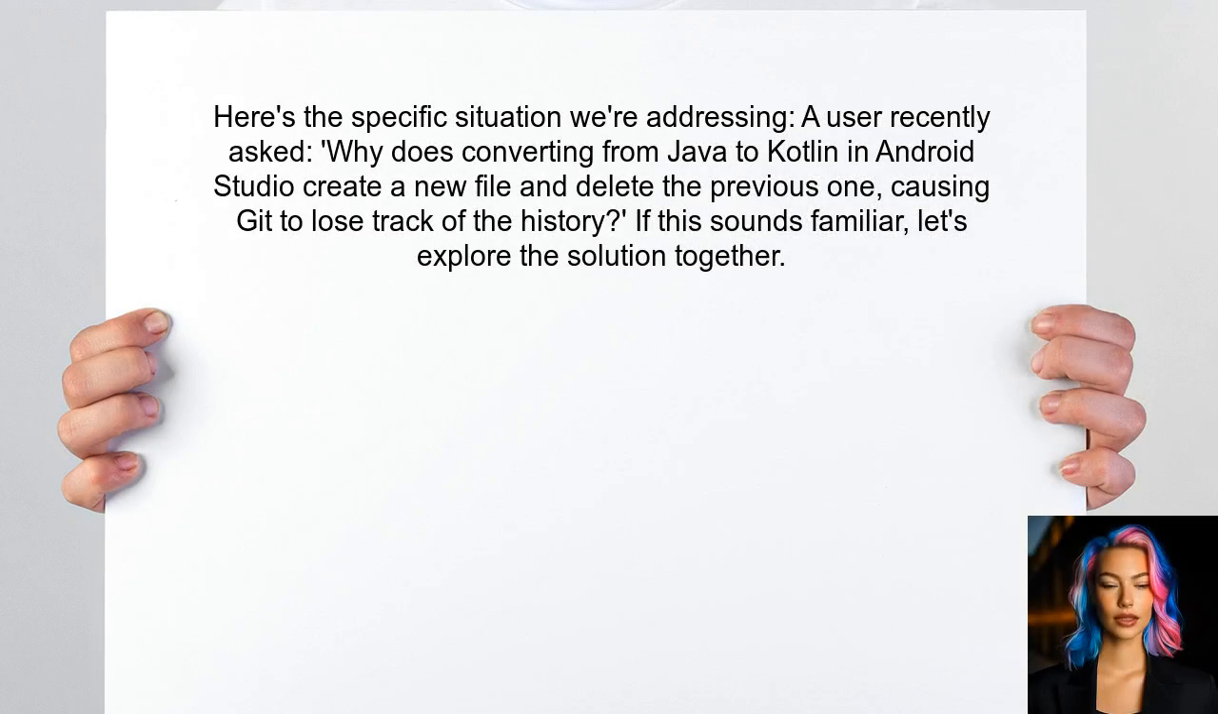Here's the specific situation we're addressing. A user recently asked, why does converting from Java to Kotlin in Android Studio create a new file and delete the previous one, causing Git to lose track of the history? If this sounds familiar, let's explore the solution together.